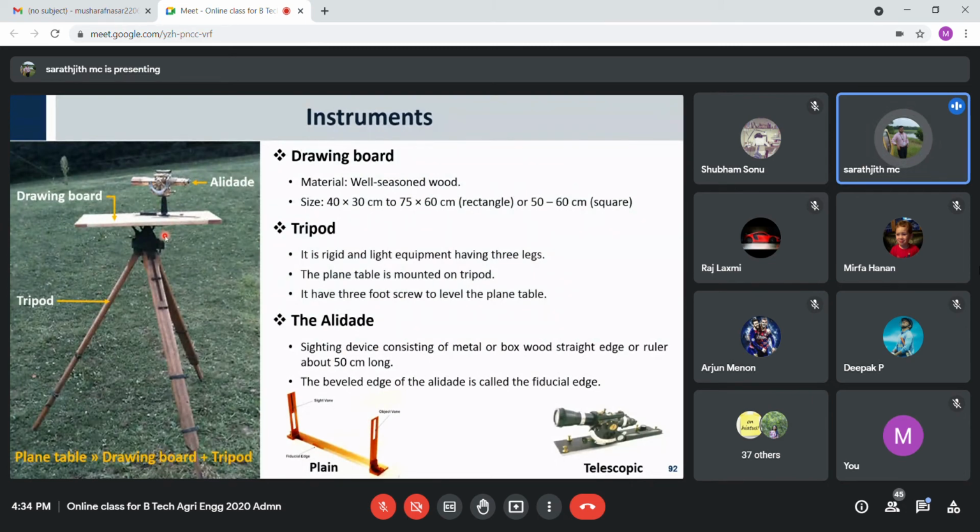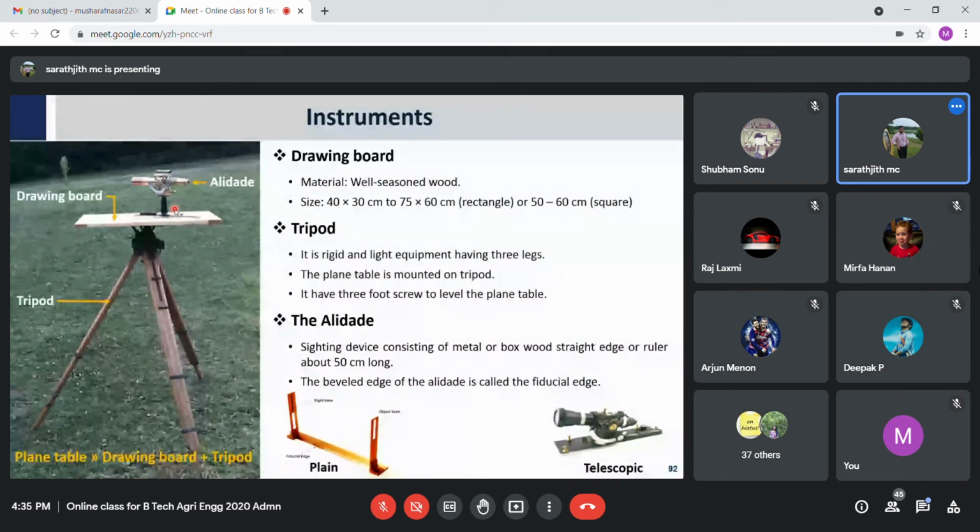These are the three main instruments used for plane table surveying. Is this clear to you? You will have a tripod which you place on the ground. Then you fix a drawing board. Then you keep a drawing sheet. Then you have the alidade for orienting towards the point at which you have placed a ranging rod. Is this clear to you? Yes, sir.